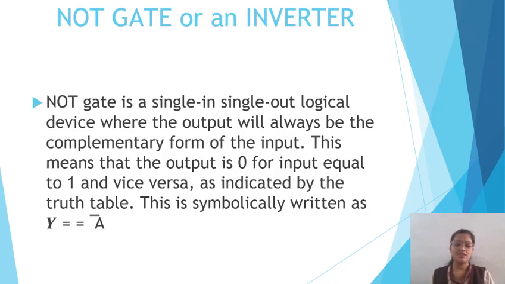In that, the first one is NOT gate. It is also known as an inverter gate. NOT gate is a single input and single output logical device, where the output will always be the complementary form of the input. This means that the output is 0 for input equal to 1 and vice versa, as indicated by the truth table. This is symbolically written as y equals a bar.